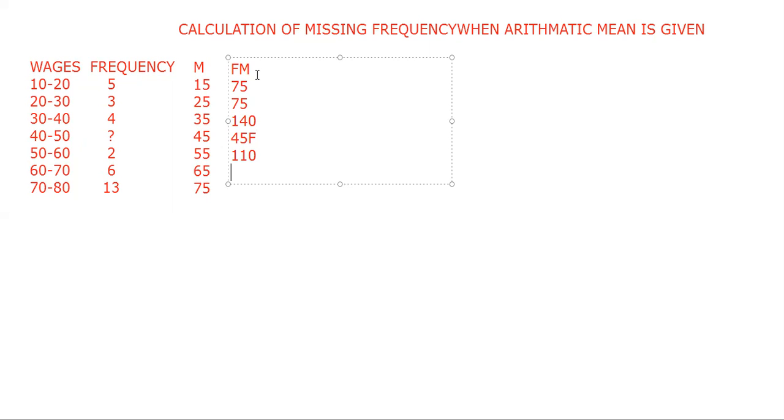Then 65 into 6, 65 times 6 is 390. So that is your frequency times m, fm. Then 13 into 75, 75 into 10, 750 plus 225, that is 975. All right, so fm is computed already.